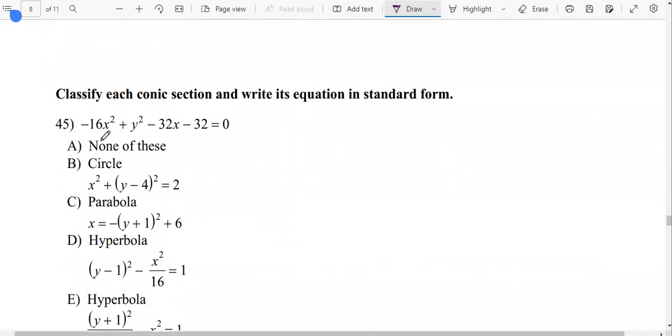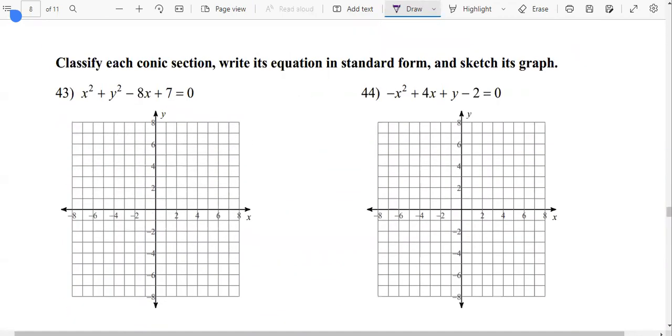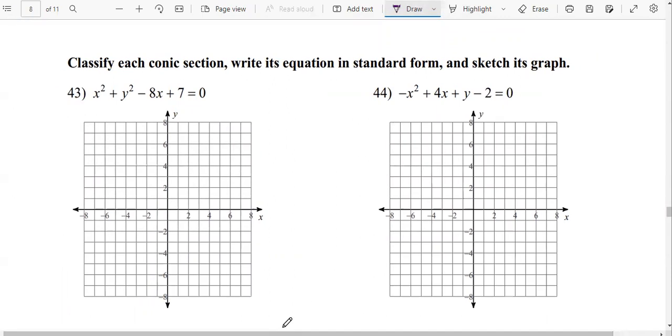Okay. Here's where it gets a little difficult because we're going to have to complete some squares to find the equations for these hyperbolas or ellipses or circles or whatever they may be. So I'm actually going to start with number 44 because it's kind of easy. Notice I've got an x squared, but I don't have a y squared. If I try to solve for y, I can just add x squared to both sides, subtract 4x from both sides, and add 2 to both sides. And I get y equals x squared minus 4x plus 2.